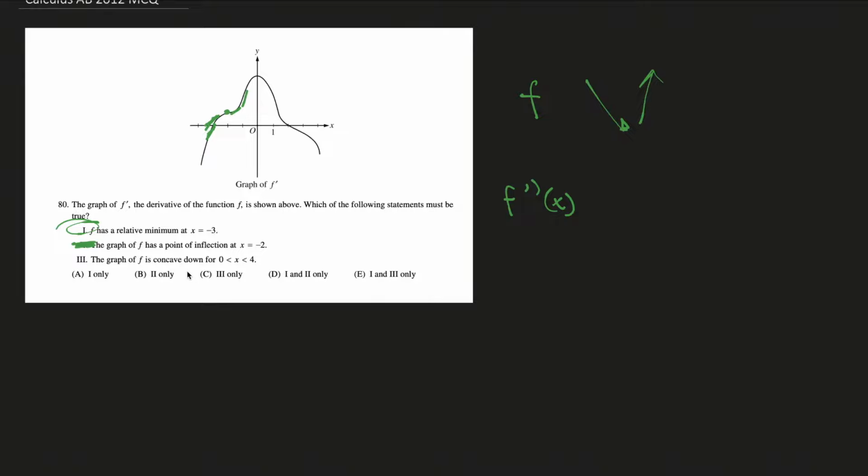3 says the graph of f is concave down from x equals 0 to 4. That's true. The slopes are always negative, which would imply this is concave down. So the ones that are true are 1 and 3, which is E.